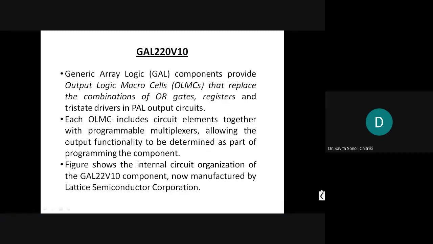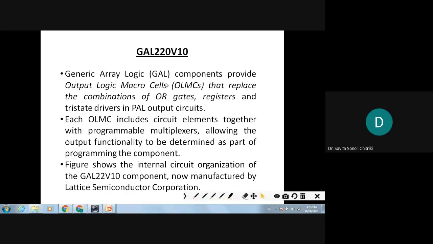So, generic array logic. Generic array logic components provide output logic macro cells that replace the combinations of OR gates, registers, and tri-state drivers as shown in PAL output circuits. Each OLMC includes circuit elements together with programmable multiplexers.